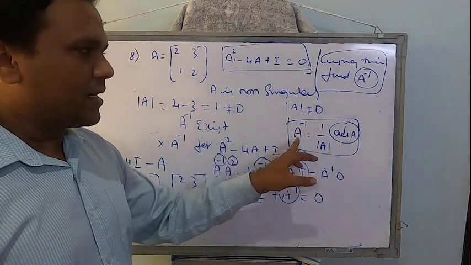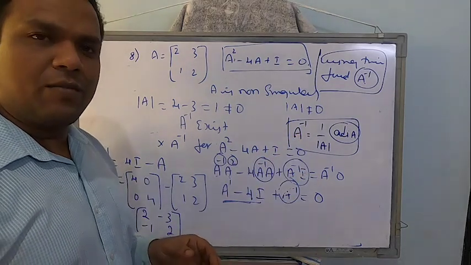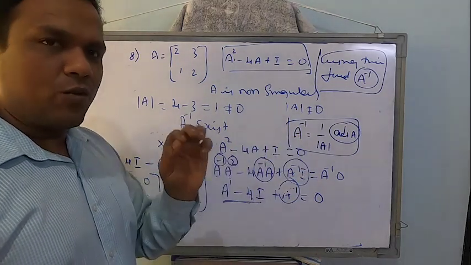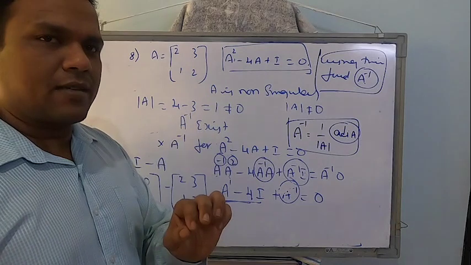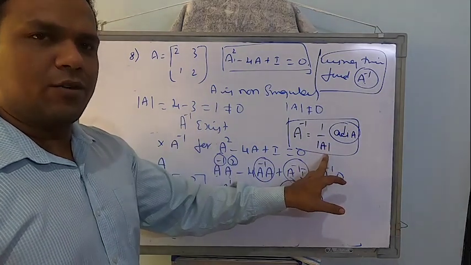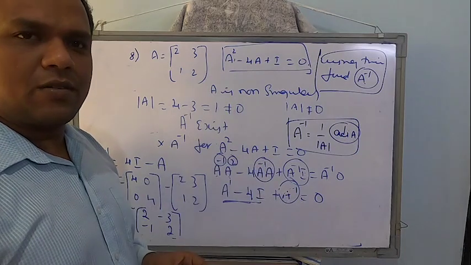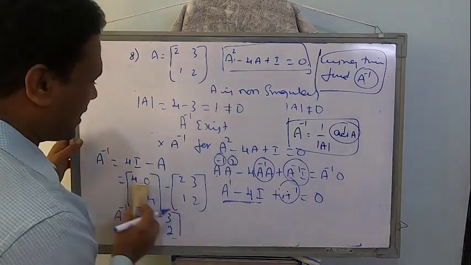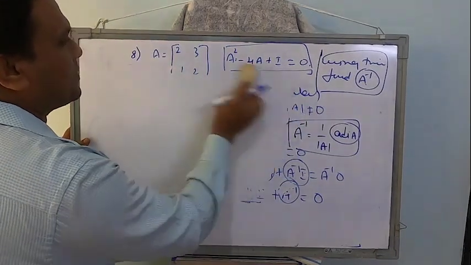But there is a condition. I cannot find the inverse of every matrix. Inverse can be obtained only for a non-singular matrix. For a non-singular matrix, determinant A should not be equal to 0. So this is the concept that was covered in the last class. Today let's continue with some more problems.